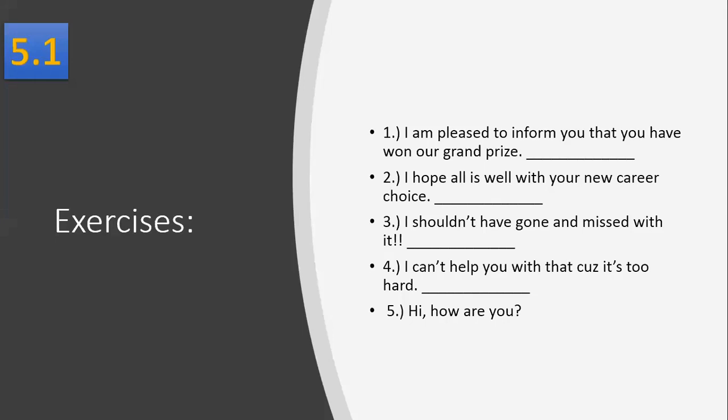These are the exercise. I'm pleased to inform you that you have won our grand prize. Tell me this is formal or informal and write your suggestion. I hope all is well with your new career choice. I shouldn't have gone and messed with it. Double exclamation mark. I can't wait, or I can't help you with that because it's too hard. Hi, how are you? So you tell me, you write that down there. 1, formal or informal. 2, 3, 4, and so on. And write down your suggestion.